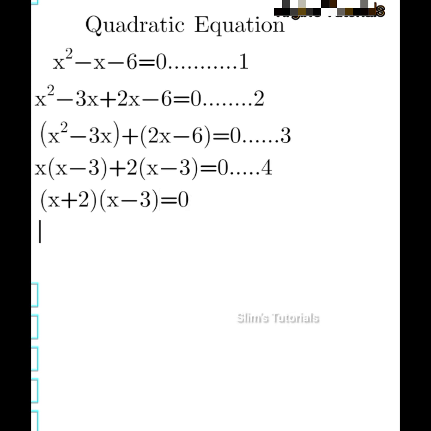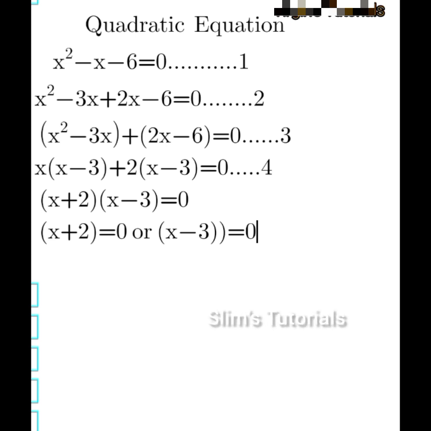Then by zero factor theorem, it is either that x plus 2 is 0 or x minus 3 is 0. So that is it.